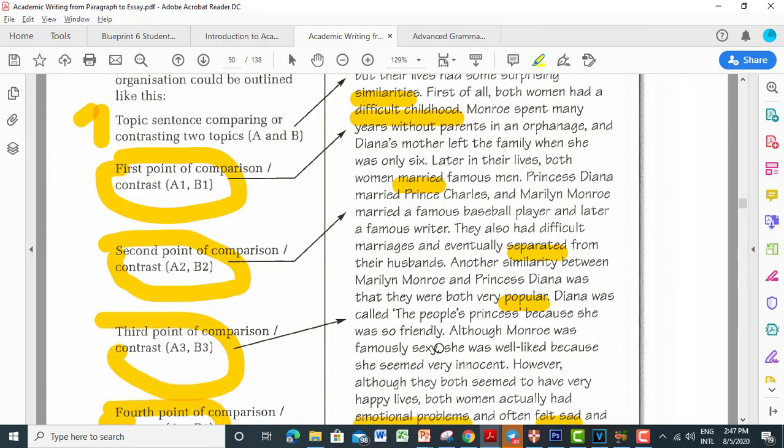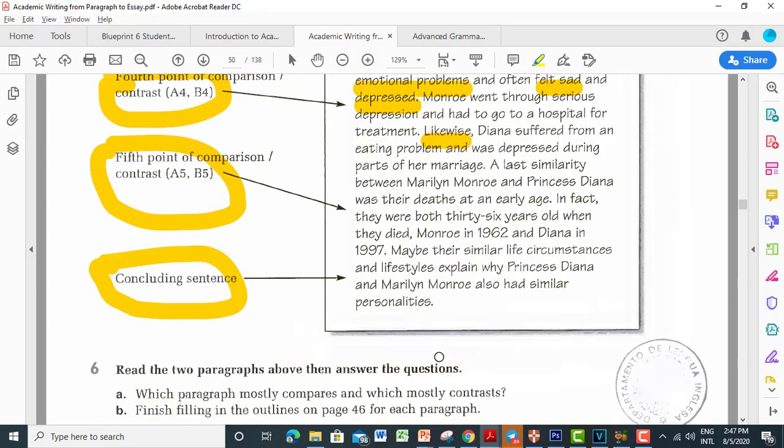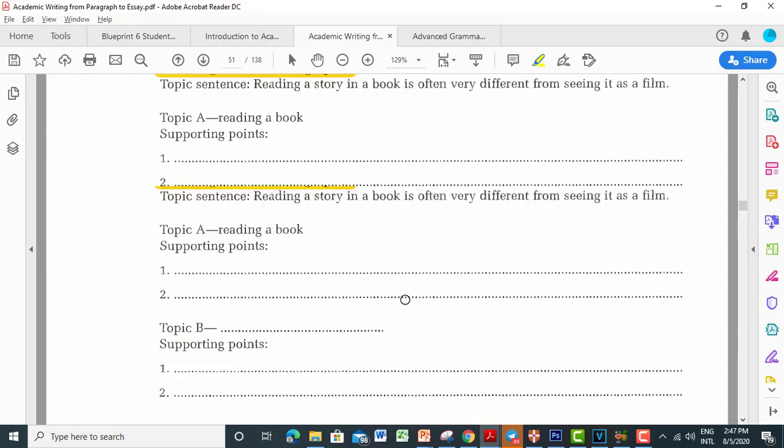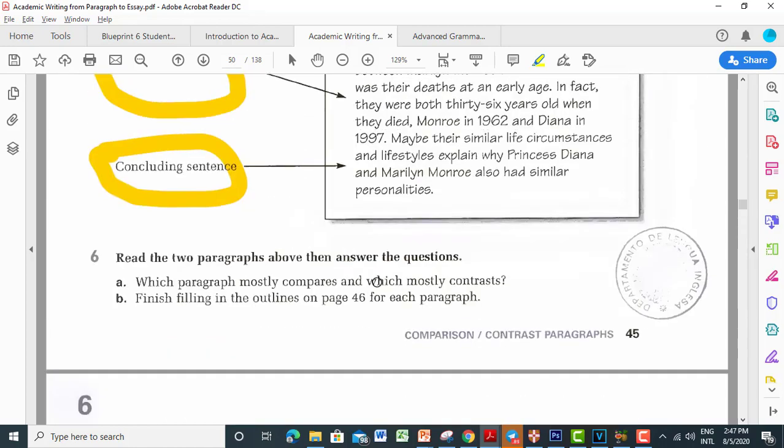So anyone, when you start writing the paragraph, you have to decide first whether in the comparison paragraph you want to write point by point organization or block organization. Okay, everyone. So teacher has two questions: which paragraph mostly compares and which mostly contrasts. We finished filling the outline on page 46 for each paragraph. So this is page 46. No worry about it, everyone. Teacher will assign it as homework and classwork for you guys.